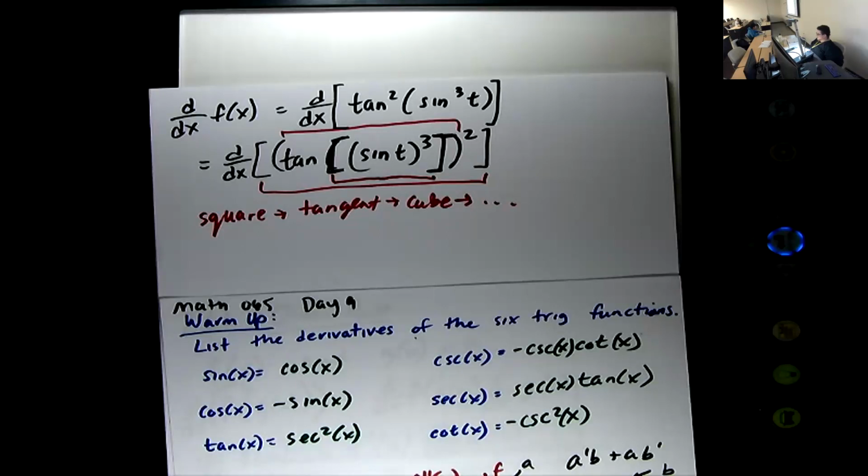You might find it easier to do substitution, make u equal sine t cubed. That way you've just got tangent u squared, and that gives you a smaller chain rule to do first. And then when you get to the u, you switch over to doing sine t cubed.